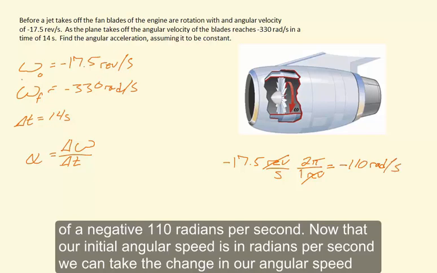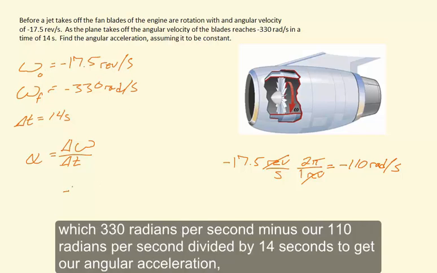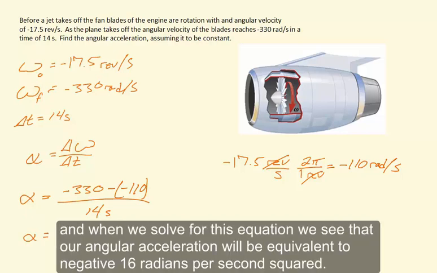Now that our initial angular speed is in radians per second, we can take the change in our angular speed, which is negative 330 radians per second, minus our negative 110 radians per second, divided by 14 seconds to get our angular acceleration. And when we solve for this equation, we see that our angular acceleration will be equivalent to negative 16 radians per second squared.